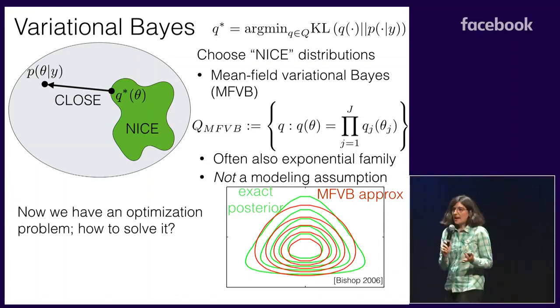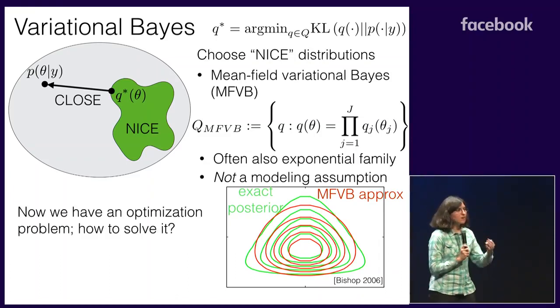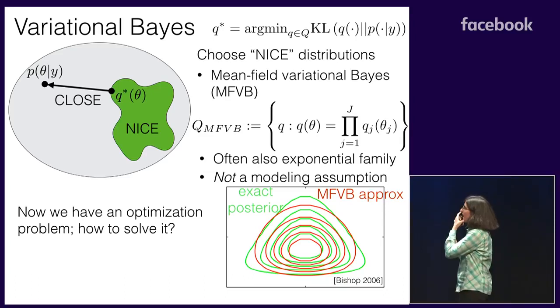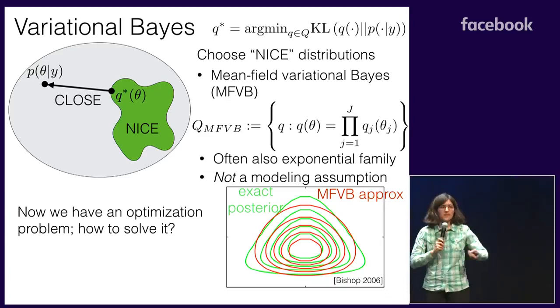Okay, so now we have an optimization problem. We have a well-defined optimization problem, finally. We're trying to find the closest of the nice distributions. Our notion of close is this KL. Our notion of nice is a mean field variational Bayes.